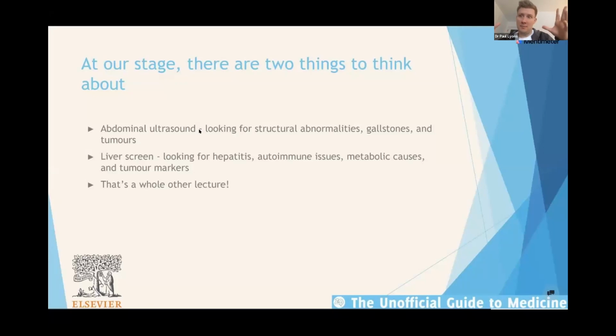Liver screen has about a million blood tests. I don't know if you've had the joy of having to take a liver screen of a patient. It's like 10 bottles or something ludicrous, and looks for hepatitis, all the autoimmune causes, metabolic causes, tumour markers. And that, as I say, is a whole other very long lecture that I'm not going to bore you all with, and I don't have time to bore you all with today.